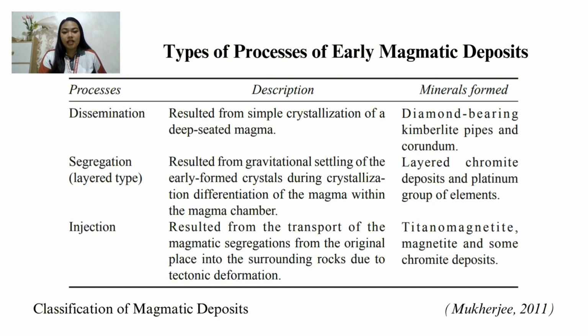And lastly is the injection. It involves the transport of mineralized magmatic fluid into surrounding rock formations due to tectonic activity. This movement allows the concentration of minerals such as magnetite, and some chromite deposits, which are essential for steel production and other metallurgical processes.